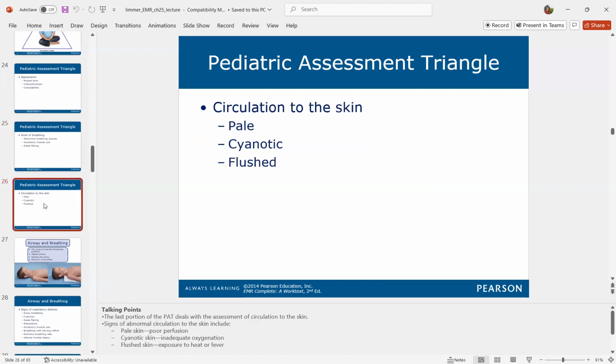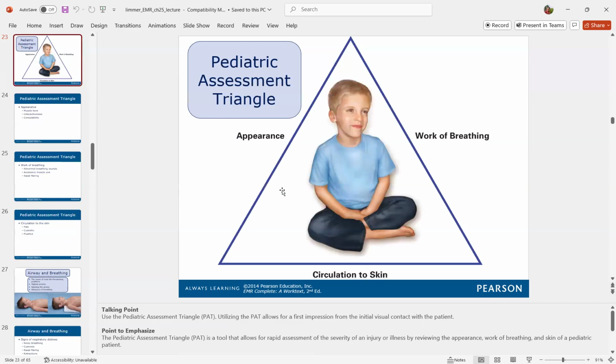And then the last side of that triangle is circulation of the skin. So, signs of abnormal circulation. We have pale skin, which is poor perfusion. Cyanotic skin, which is inadequate oxygenation, or are they flushed? Exposure to heat, maybe they have a fever, that type of thing. So what does their skin color and condition look like? So again, that's our PAT triangle: appearance, work of breathing, and circulation of skin.